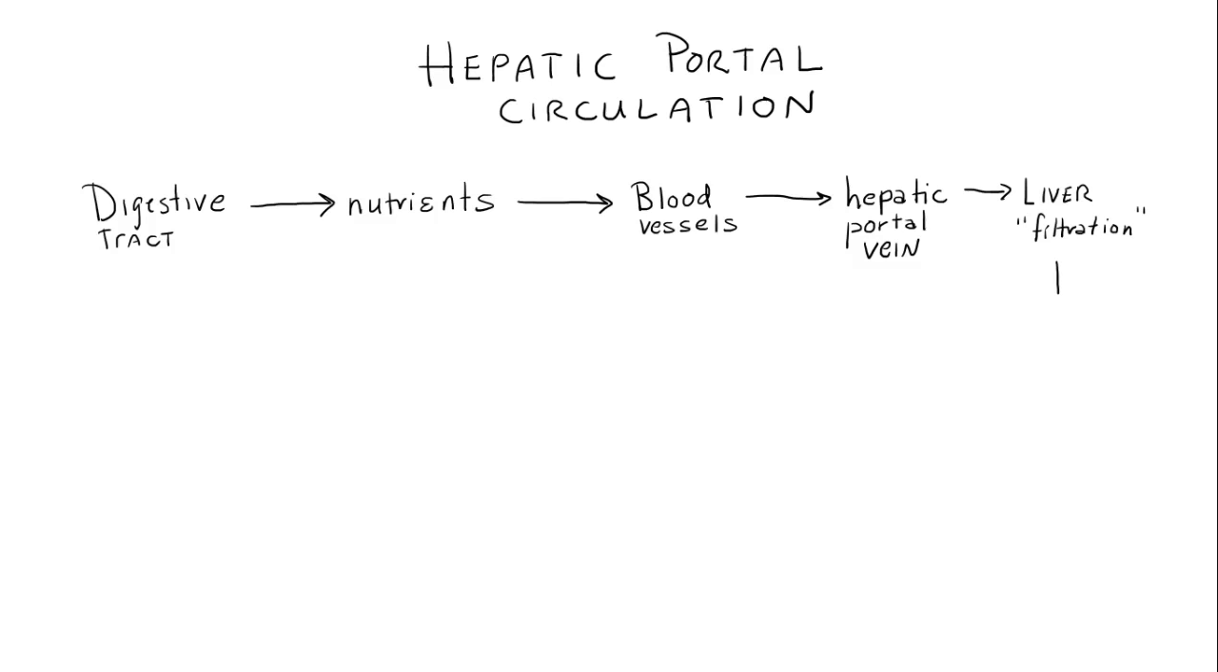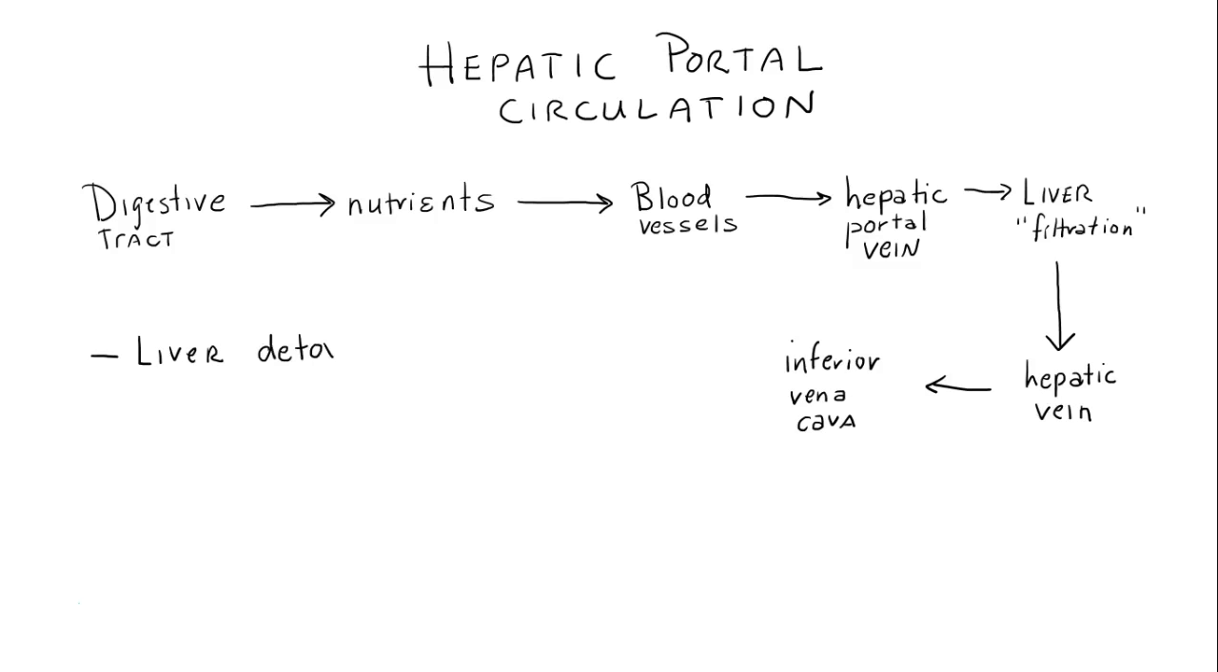It's going to take out pathogens and poisons from the blood and detoxify things that you ate that are not good for the body. And then it's going to send the blood from the hepatic portal vein to the inferior vena cava, which leads to the heart. That's the hepatic portal circulation. Okay, so the liver detoxifies the blood, removes pathogens and poisons.